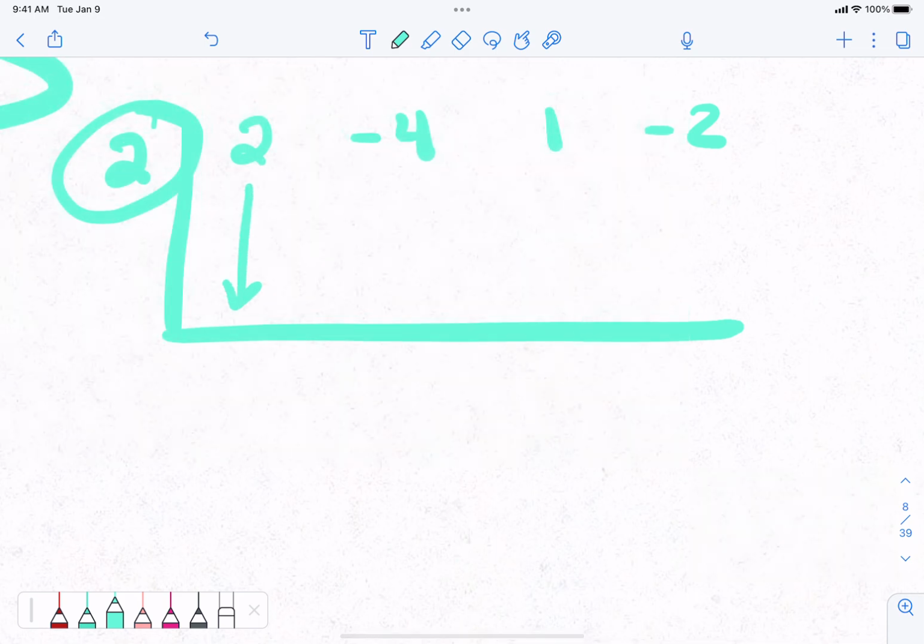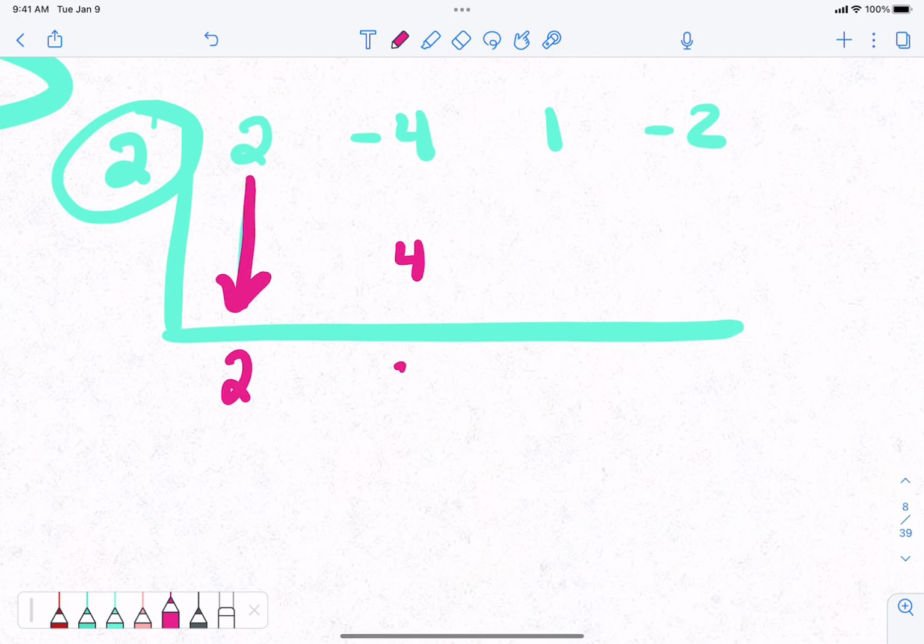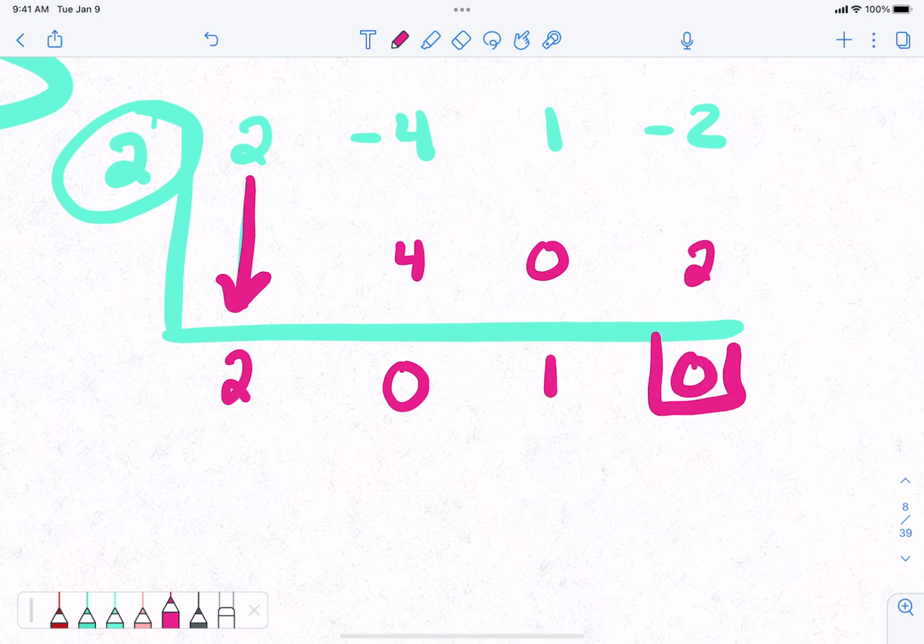I'm going to drop this 2 down. If I multiply, 2 times 2 is 4. That goes away, right? This is 0 now. 2 times 0 is 0. Add is 1. 2 times 1 is 2, and this is 0, and this is my remainder. It should be 0. We know that it's a factor, right? So that number should be 0, okay?